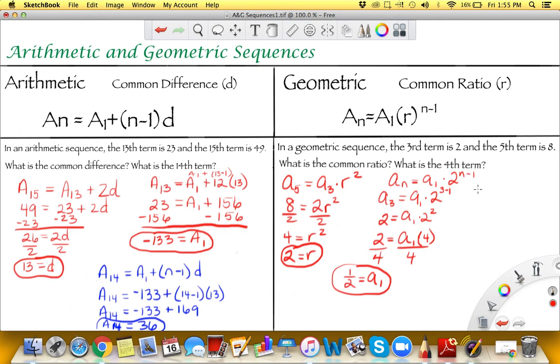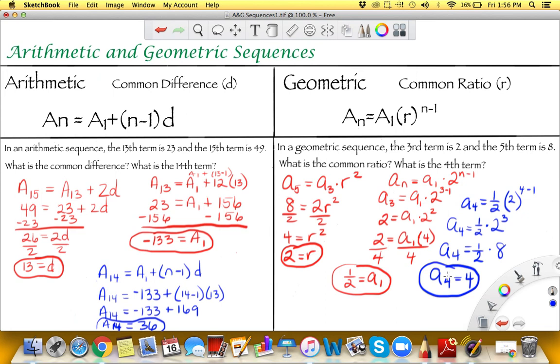Now, let's go ahead and do that. So here, let's change that over to blue. So a sub 4 is equal to 1/2 times 2 to the 4 minus 1 power. Okay? So a sub 4 is going to equal 1/2 times 2 to the third power, which, oh, I apologize for that mistake. That should be 1/2 times, this is where the 8 should go. So basically what we're figuring out is half of 8 is going to equal 4. So our fourth term in this geometric sequence is 4.